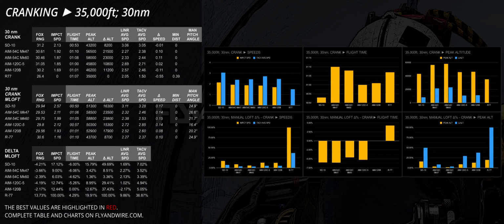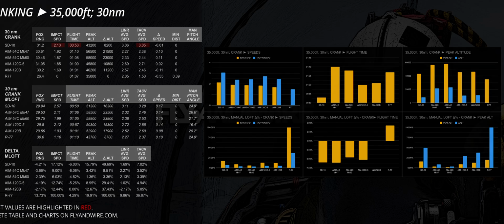Not bad. The crank scenario shows one of the advantages of the AIM-54 Phoenix. Cruising at high altitudes, even for a brief period, allows the missile to manage its energy better, resulting in greater impact speed. The R-77 lacks this particular feature and runs out of energy.